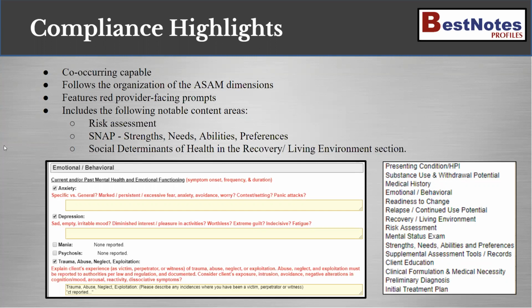And over on the right, this is just an example of the section or content areas within the comprehensive diagnostic assessment, also known as a biopsychosocial.